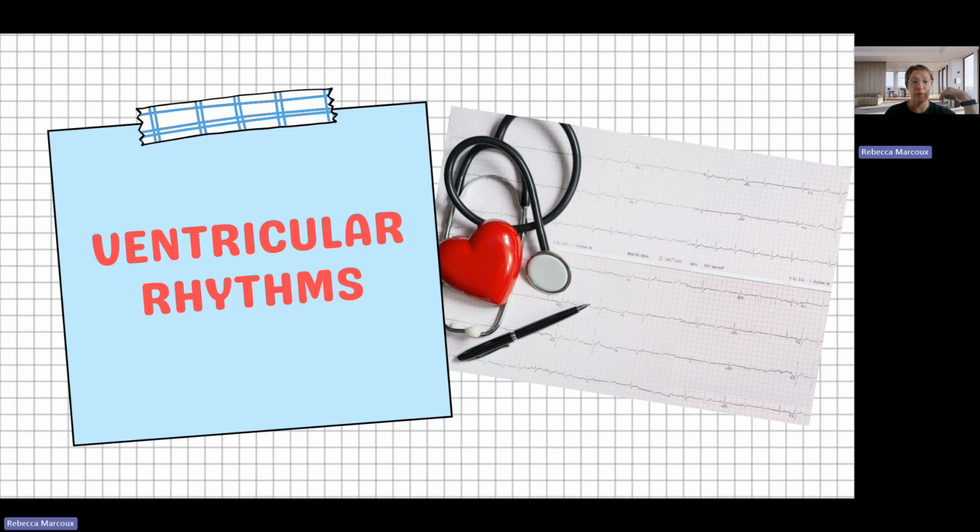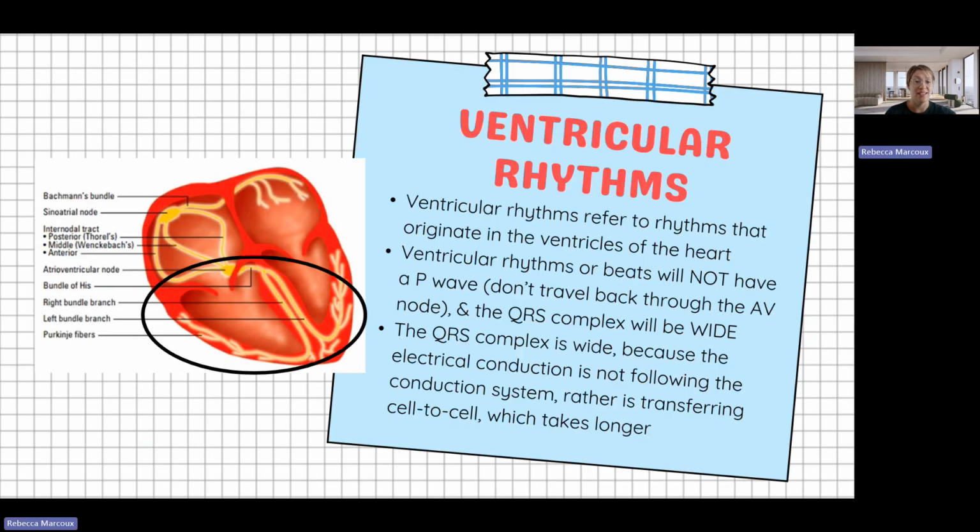The thing about our ventricular rhythms is that they originate in the ventricles, which makes sense. They're coming from the ventricles of our heart, or the bottom of our heart. Our ventricular rhythms or beats will not have a P wave. If you think about it, this makes sense. Our sinoatrial node is up here. When we have beats that originate from our sinus node, it causes atrial depolarization. It gives us a P wave.